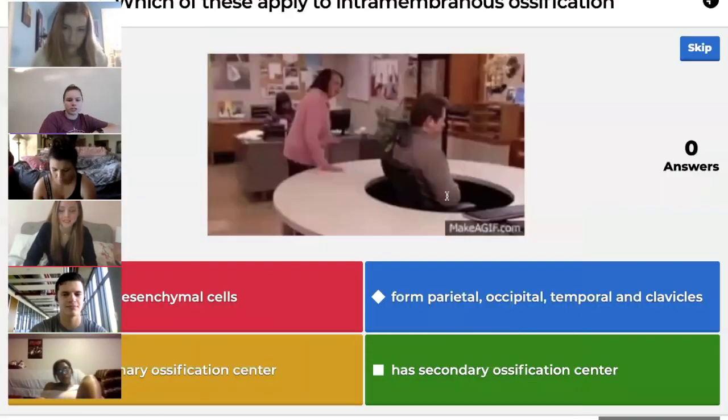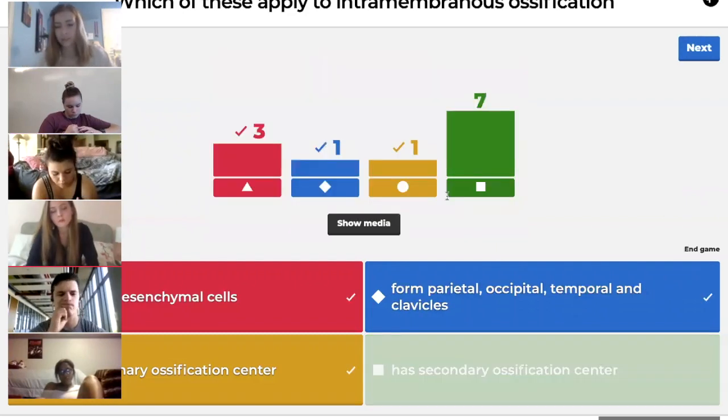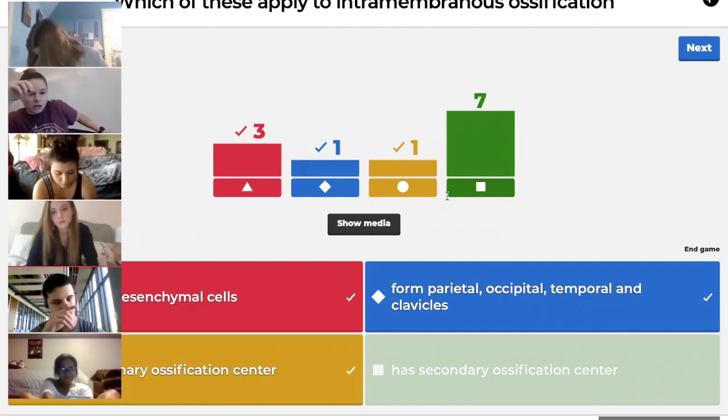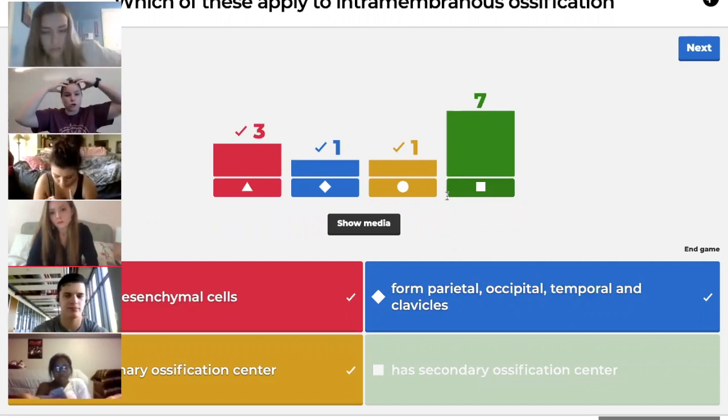Which of these applies to intramembranous ossification? Okay, cool. So intramembranous has one ossification center. It's formed by mesenchymal cells, and it forms your parietal and occipital bones, so it forms your skull and your clavicles. Okay, and it only has one ossification center.